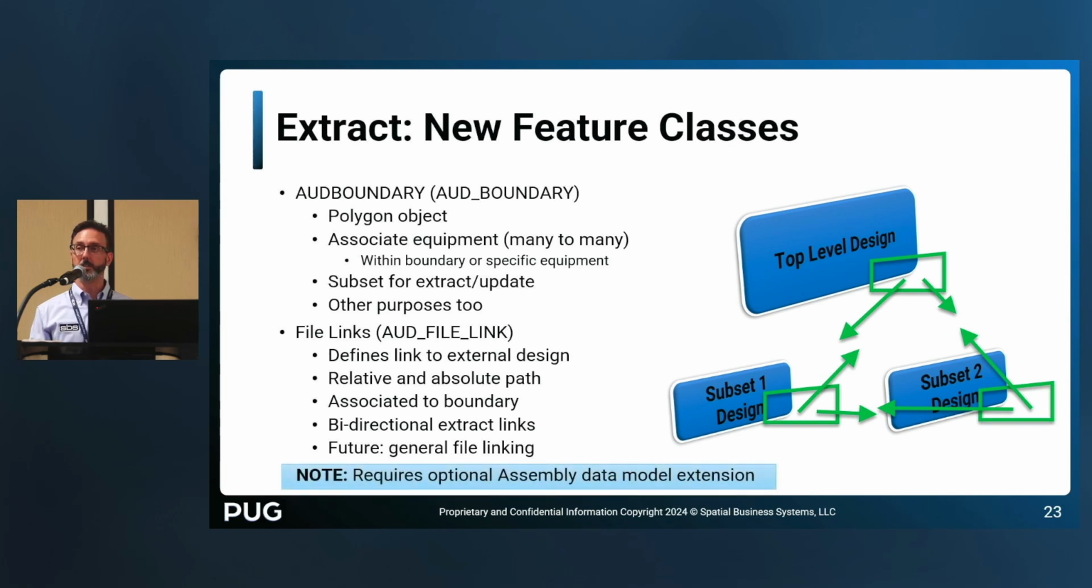Just a note that the boundary, the file link, and the assembly functionality all require the assembly data model extension. That's an optional data model extension. You may not have that added to your data model. Just want to be clear that it does require that data model extension for that functionality.